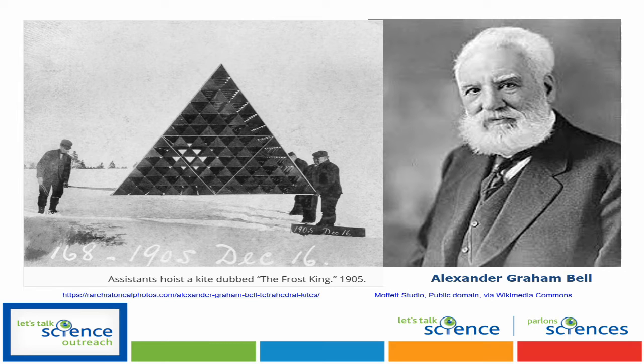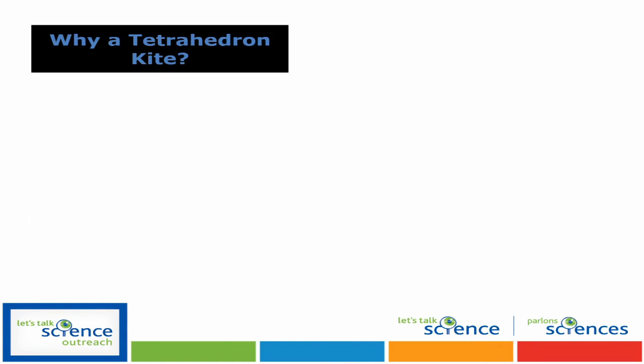In 1905, Bell built a giant tetrahedron kite called the Frost King, which was made up of 1,300 tetrahedron cells. In 1907, Bell built a tetrahedron kite called Cygnet that flew for 7 minutes at a maximum altitude of 168 feet. It was his first kite to have a person on board. His name was Lieutenant Thomas E. Selfridge. Today we will be building a tetrahedron kite just like Alexander Graham Bell.